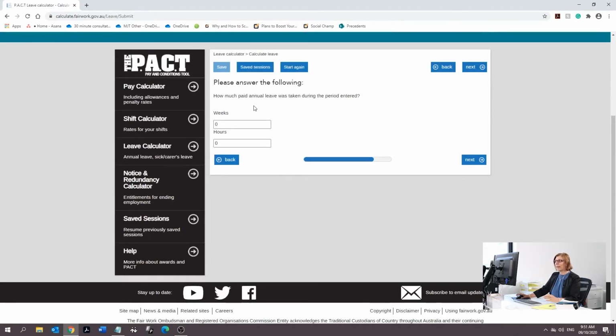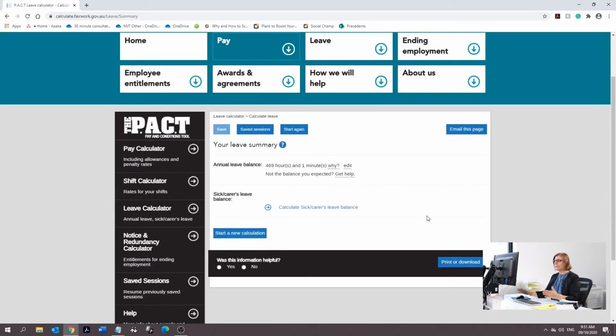Now, how much paid leave was taken during the period? The period is between when I started work, which I think was the 2nd of February 2017, until when you think you're going to be taking that leave, which we've just put as the 21st of December. So we're going to say I've taken 3 weeks leave during that time, the entire period of my employment. And then it says how much annual leave I've got. It says here I've got 469 hours and 1 minute.